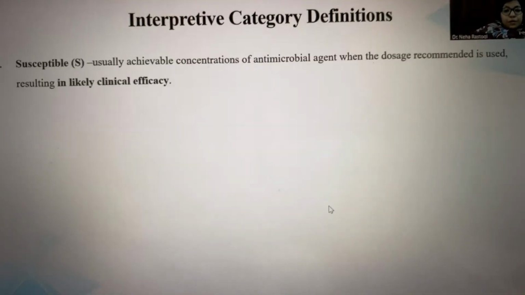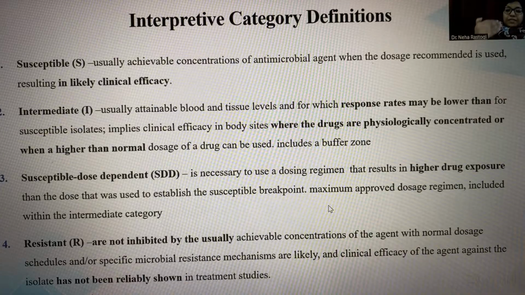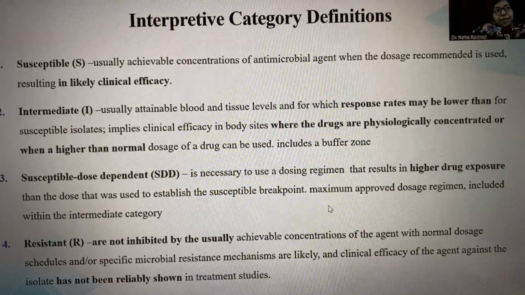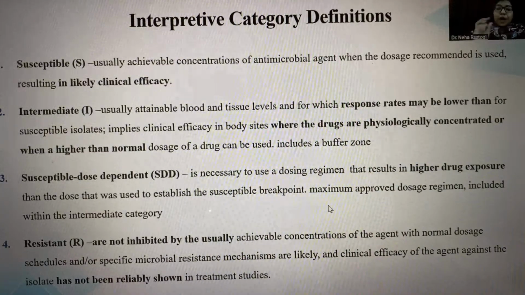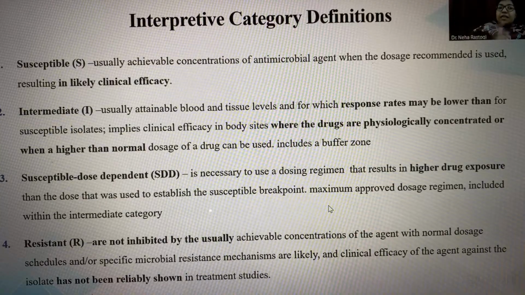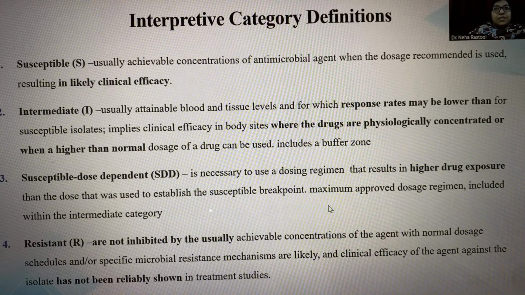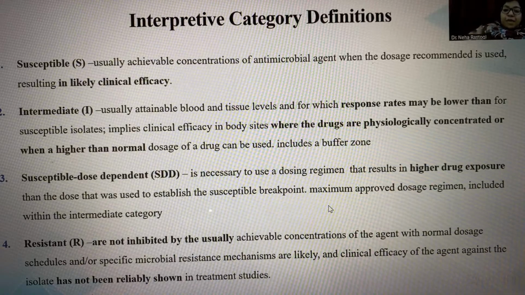If we talk about the interpretative category definitions, you have susceptible, which means at a given concentration for a particular antibiotic, you have an appropriate dose and that results in clinical efficacy. That means the drug is good, the choice is good, the site is good, and you have clinical efficacy. Then comes intermediate, where the drug usually attains blood levels at a particular site, but the response rates may be lower than for the susceptible ones.